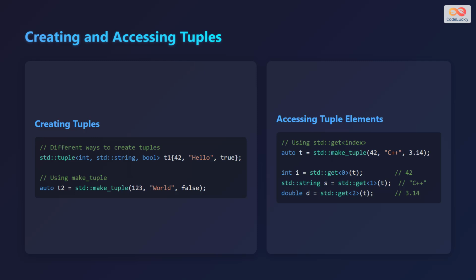Now let's see how to access tuple elements. Accessing tuple elements can be done using std::get with the index of the element you want to access. The index starts at 0. In this example, we create a tuple t with an integer, a string, and a double. We then access each element using std::get and assign them to variables i, s, and d respectively.